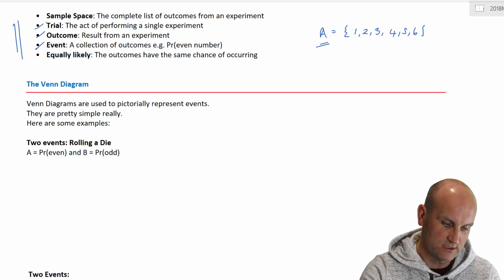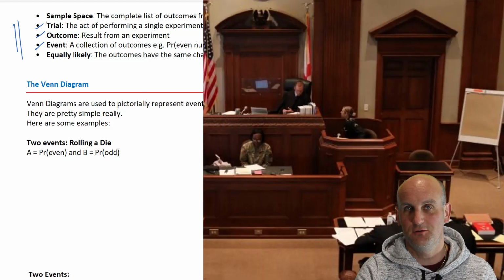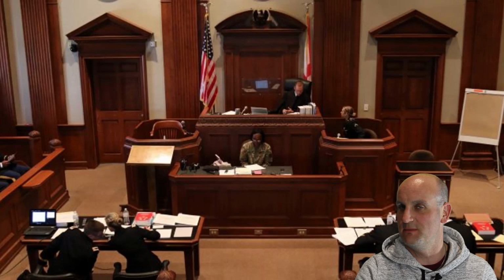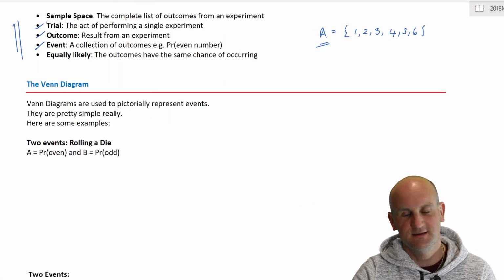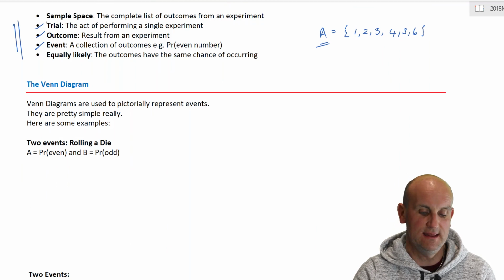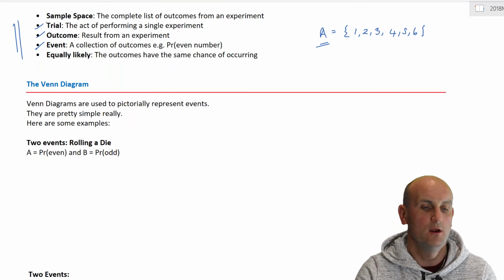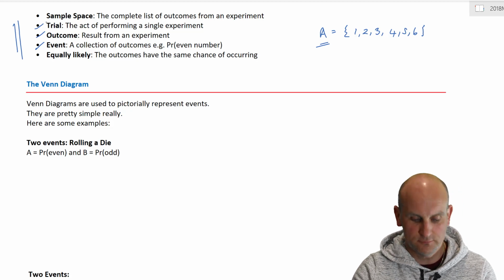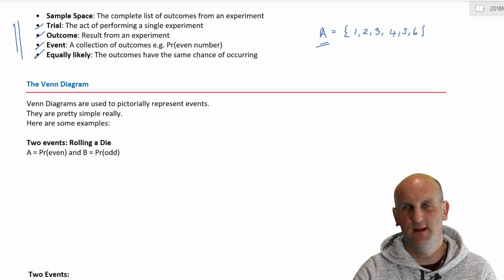What would a trial be? Well, I could stand in front of a judge and go, Your Honor, I'm not guilty of teaching mathematics badly. And I'm not. I'm trying really hard. But the point of it is, a trial is the act of performing a single experiment. So flipping a coin once is a trial. Rolling a die once is a trial.